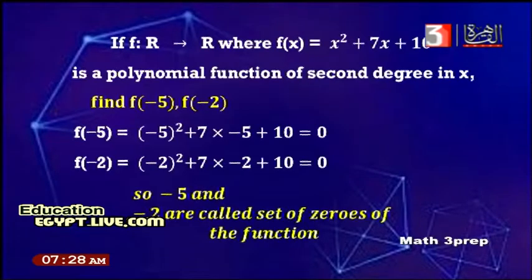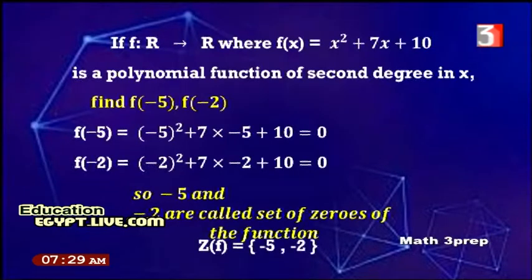In this case, we can say that negative 5 and negative 2 are called the set of zeros of this function. It means that when you substitute for x equals negative 5 and x equals negative 2, it makes the function equal 0. And it is called what? Set of zeros of the function. Then we can say that Z of f equals negative 5 and negative 2.